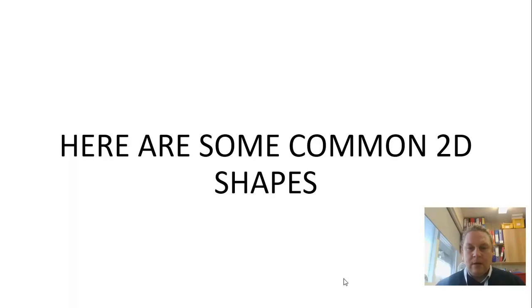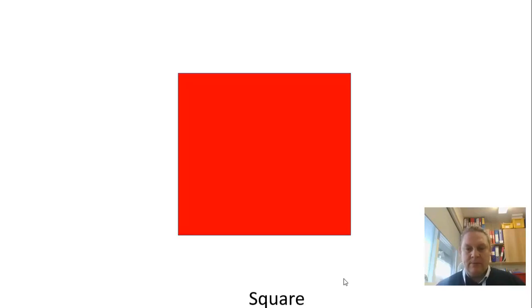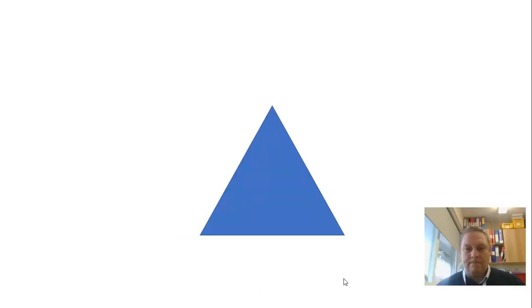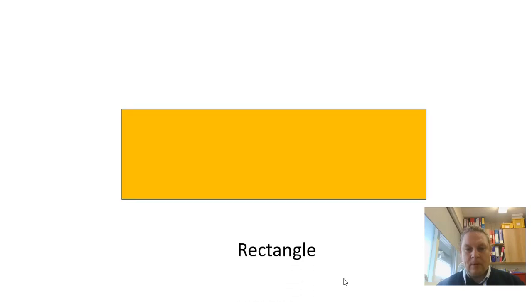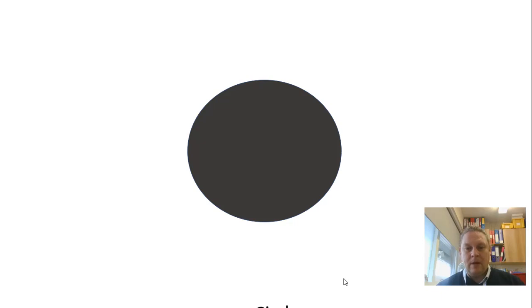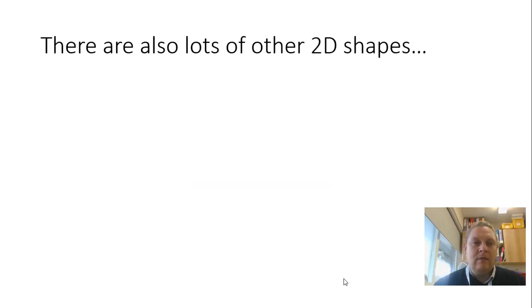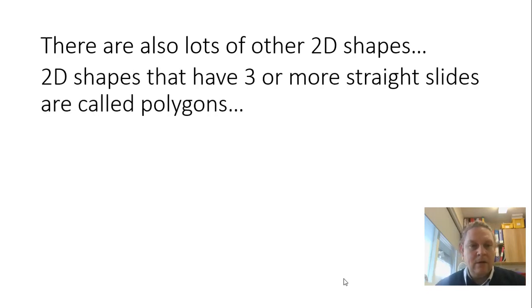Okay, here are some common 2D shapes. A square, triangle, rectangle, and a circle. There are also lots of other 2D shapes. 2D shapes that have 3 or more straight sides are called polygons. So any 2D shape with 3 or more straight sides is called a polygon.